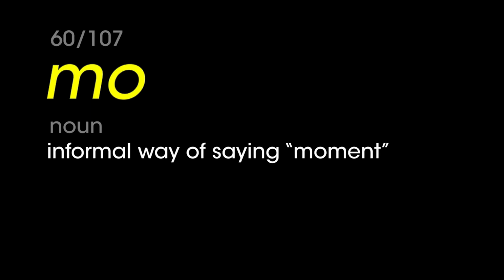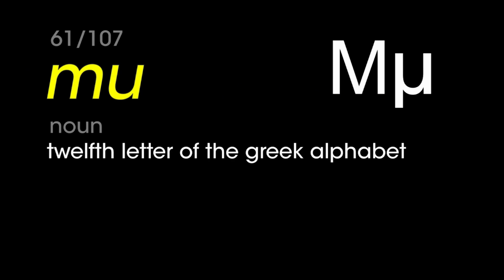Mo. It's an informal way of saying moment. I think it's also an informal way of saying more, which I can't even say. Like, give me some mo, or just a mo. I guess I don't say that, but maybe some people do. So that's fine. Mu is the 12th letter of the Greek alphabet.